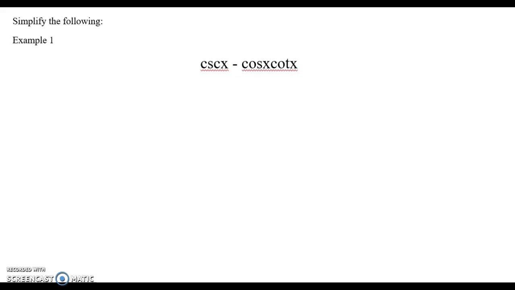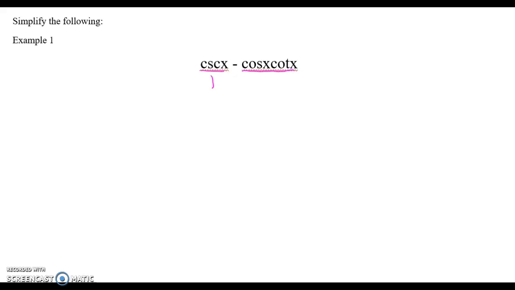When I first look at this one, I see a binomial because I see that minus sign, which says it has two terms. So my first thought is, is there a GCF I could factor out? Well, there is not, because the two terms don't have anything in common with each other that I could factor out. So my next thought is, let me rewrite everything in terms of sine and cosine, if possible.